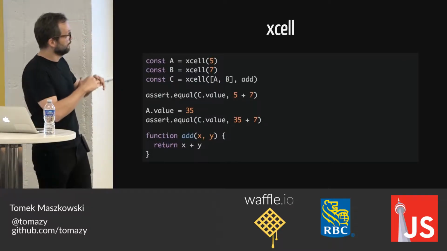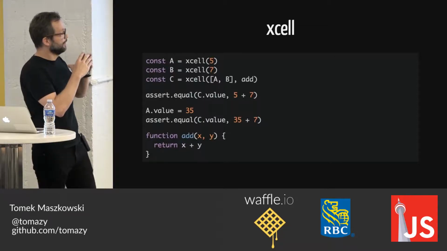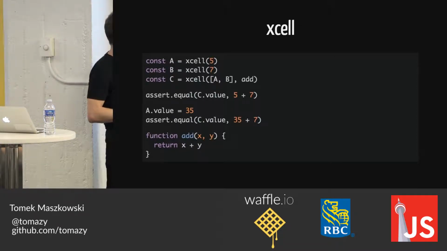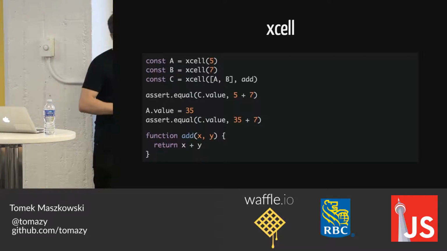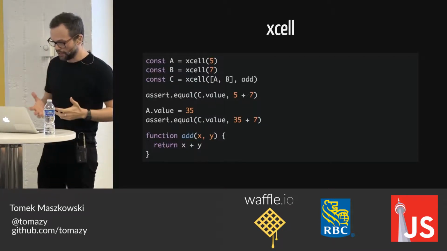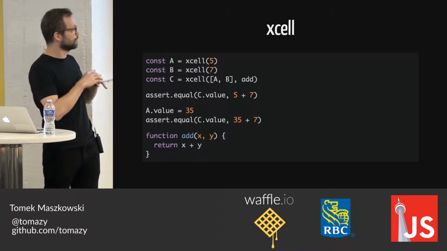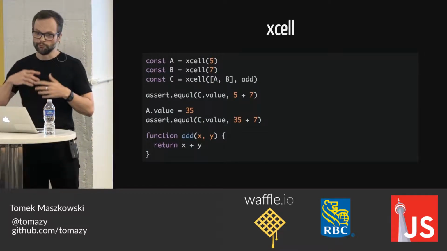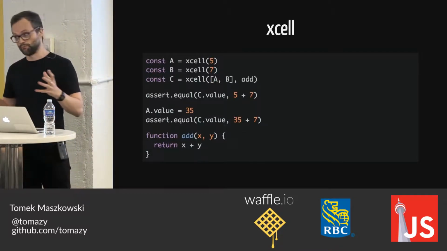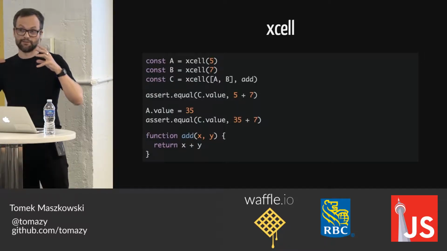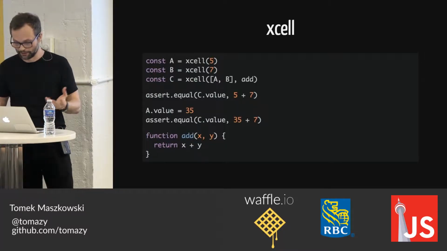So whenever any of the dependencies change, for example, A value, we set the value here, our C value will automatically always be updated. It will always synchronously be updated. So there will be no situation in our program that this value will be out of date.